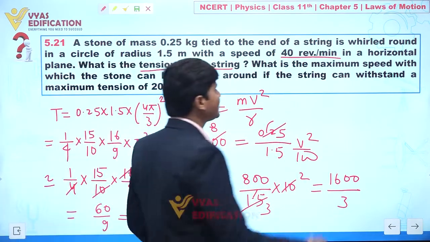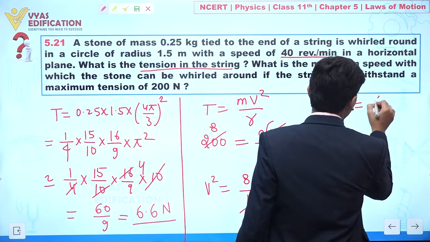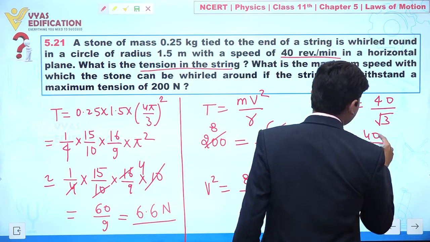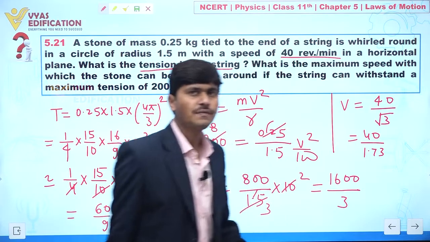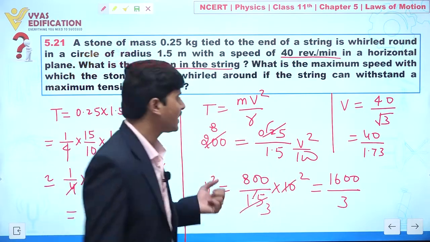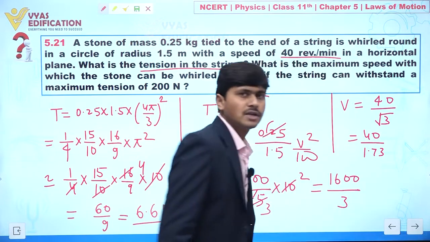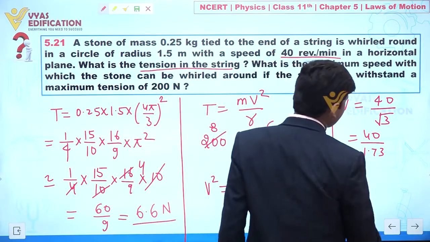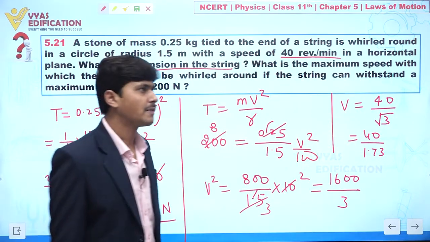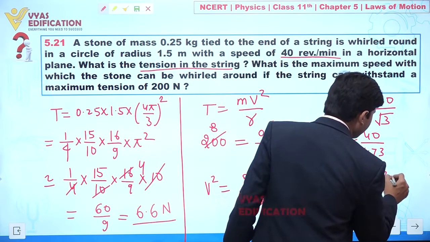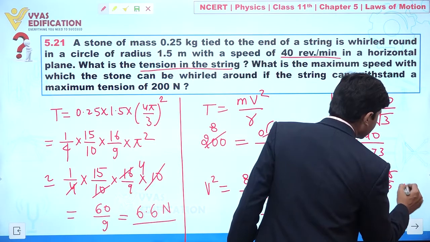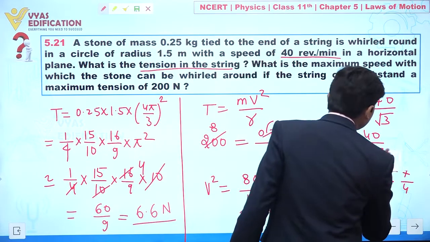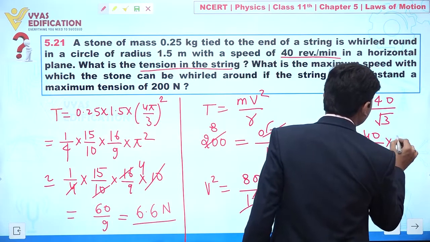So the maximum speed is given by v equal to 40 divided by under root of 3. From here we can say 40 and 1.73, clear. If you divide 40 by 1.73, you can easily get the value of the maximum speed that can be given to that stone, clear. Let's suppose I am assuming this is 1.75, clear. So how can I write 1.75? This is 10, so we can say this is 4 and this is 7, yes or no? So we can say this is 7 by 4. Let's suppose this is approximately 7 by 4, clear.